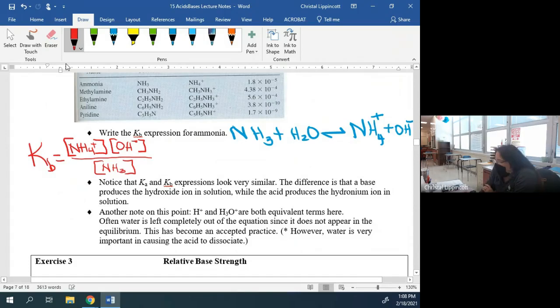Okay, so again, notice that the Ka and Kb expressions look very similar. Difference is that a base produces hydroxide ions. Acid is going to produce hydronium ions. Hydroxide is OH minus. Hydronium is H3O plus, sometimes referred to as just H plus. Okay. So, like I said, we just leave out the expression with water in it. We don't do that.